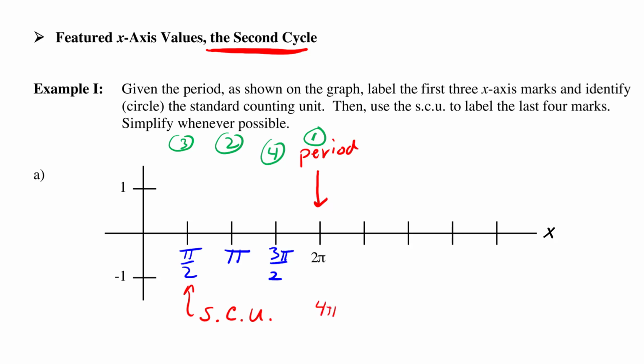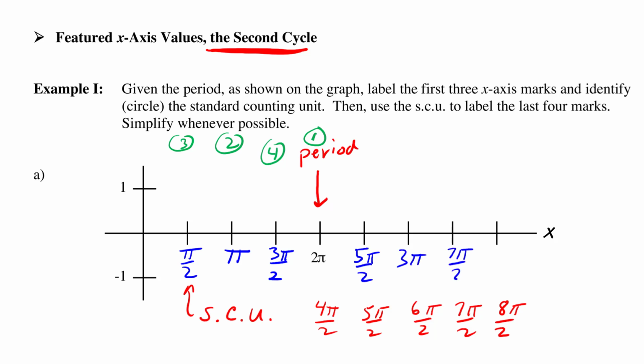Well, the standard counting unit is pi over 2, so the 2 pi is 4 pi over 2, and that begins the series 5 pi over 2, 6 pi over 2, 7 pi over 2, 8 pi over 2. Now, if you're able to do some of this simplifying in your head, you don't need to write all the values that I have below. When you are finished, though, you should notice that the very last value, the end of the second cycle, is 2 times that of 2 pi, where the end of the first cycle is.